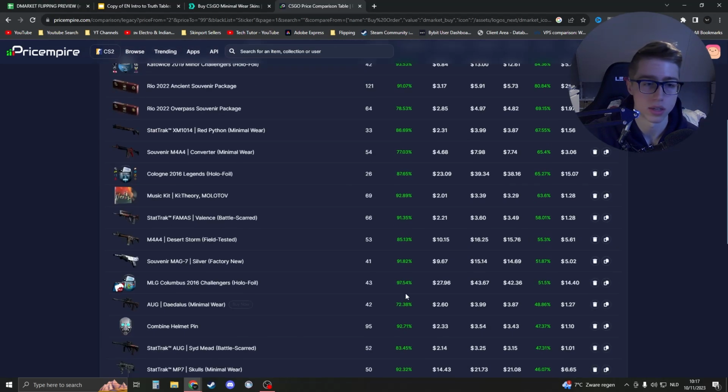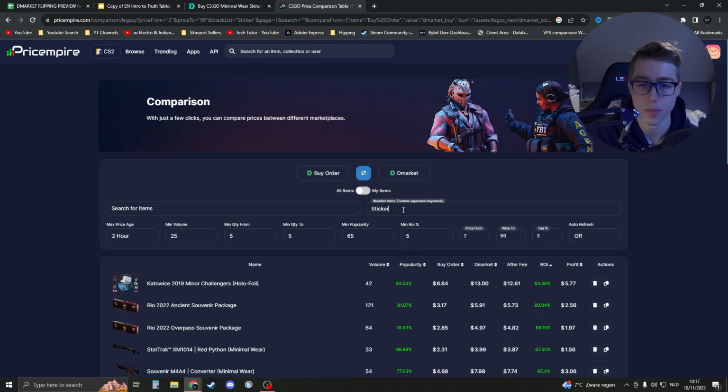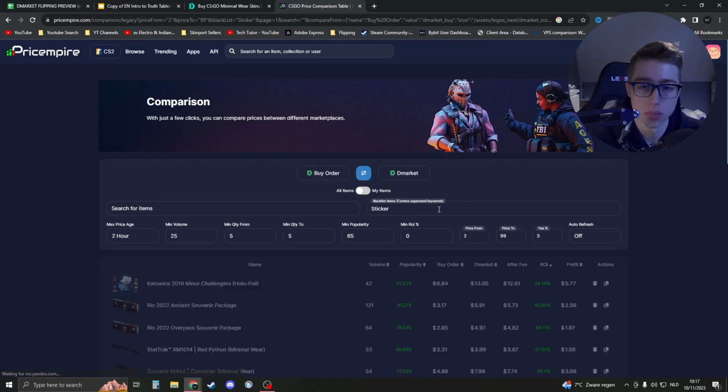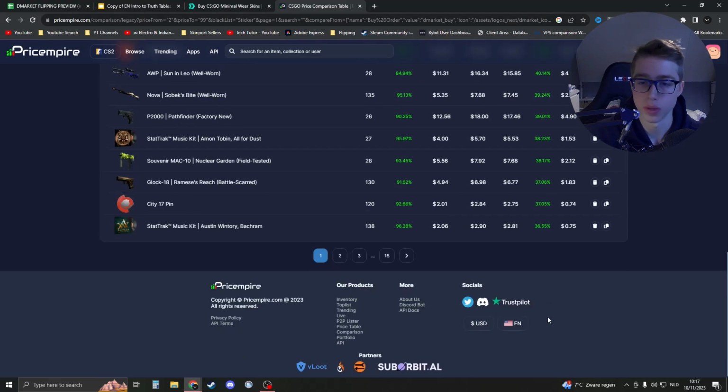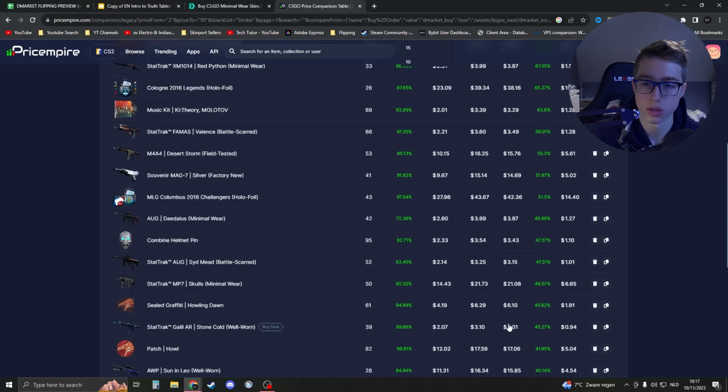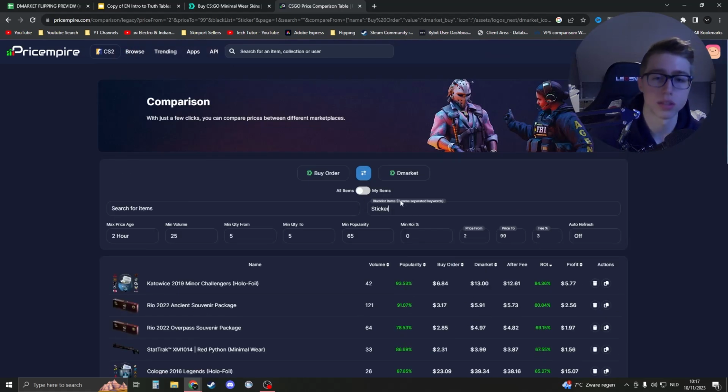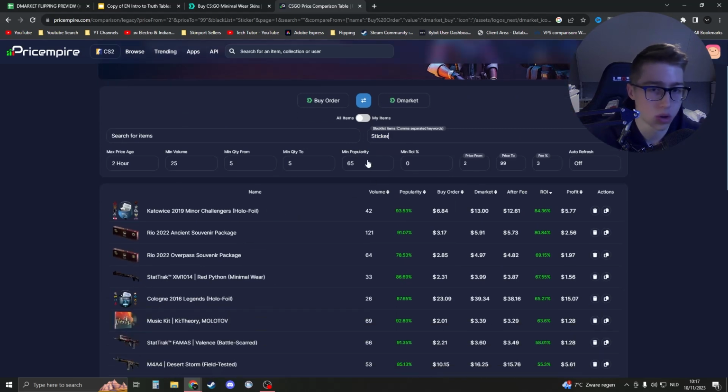The popularity is a little bit of bullshit, but yeah. And then the minimum ROI doesn't really matter what you put at it. Basically, how much ROI should this minimum be? Now it just goes to 0. And then blacklist items, you don't want to flip stickers. Stickers are bullshit. Fuck the stickers, so blacklist sticker.